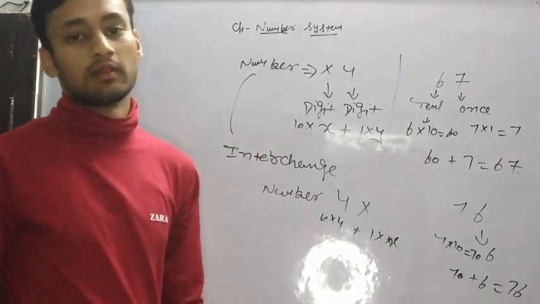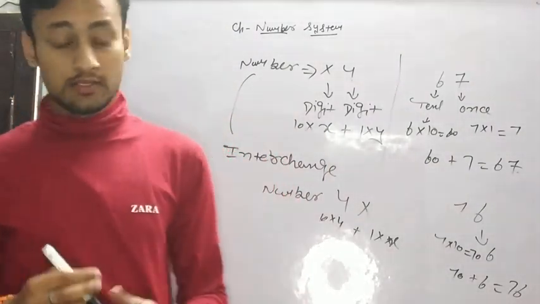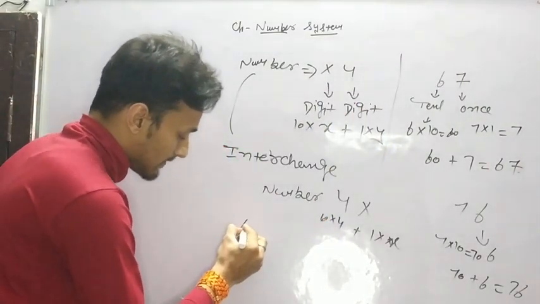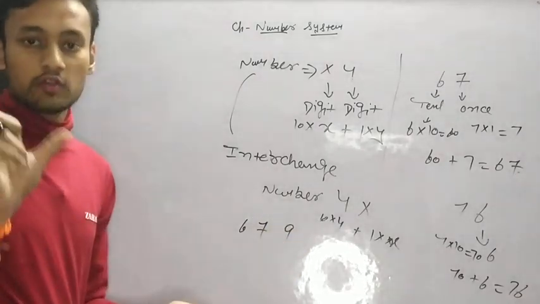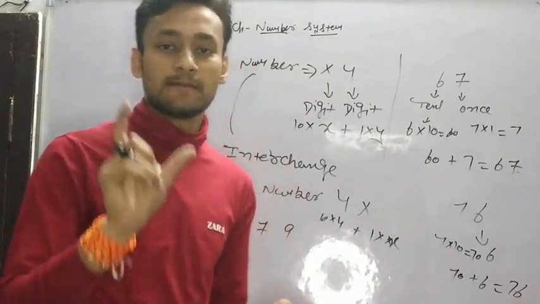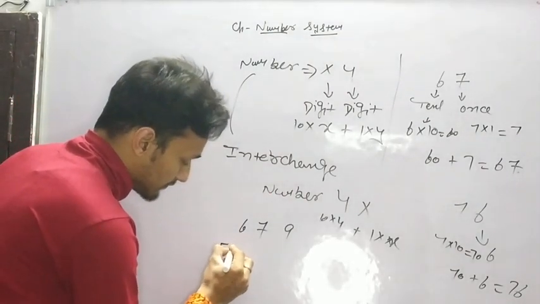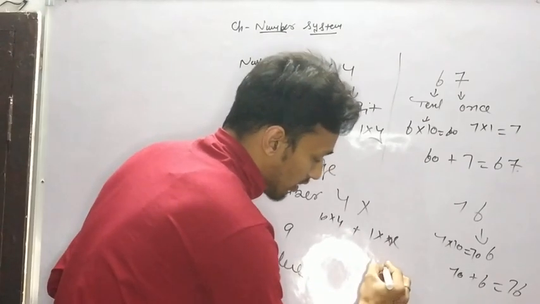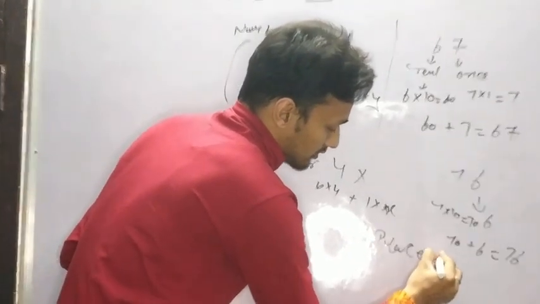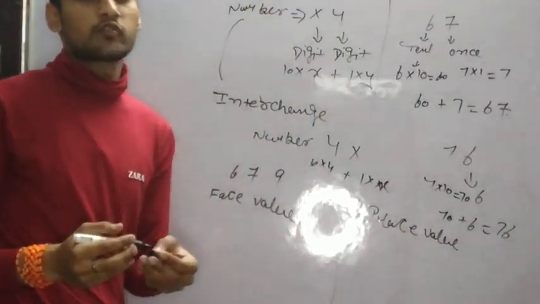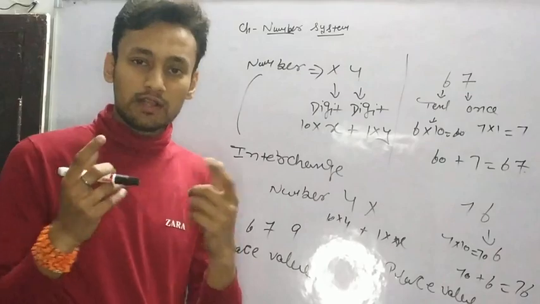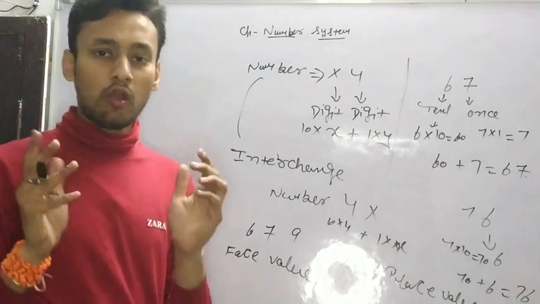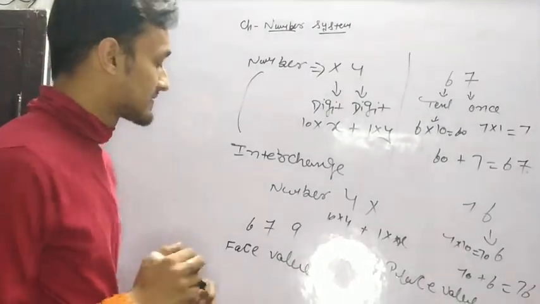That is very simple. The next concept is we have to learn about the values. Let us take a 3-digit number, 679. Two very basic concepts are there. The first is called face value and another one is called place value. Now most students are confused about the difference between face value and place value. So friends, this is very simple. Don't be confused about that. This is a very simple technique.